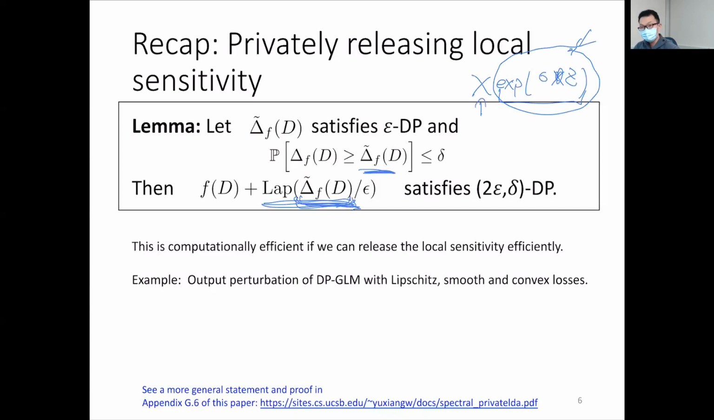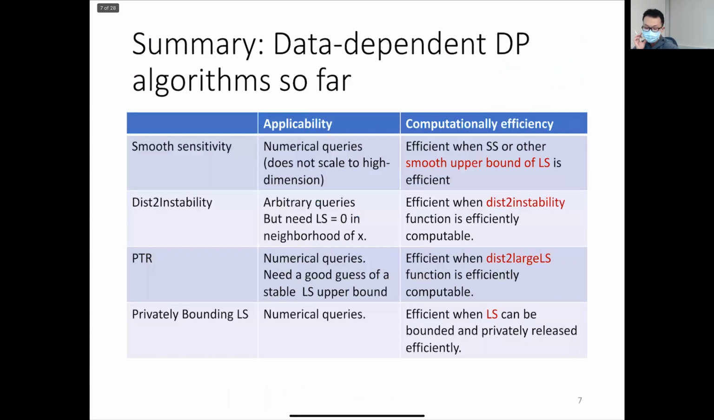Okay, so all these approaches have the same underlying idea of somehow smoothing out the local sensitivity to make sure that we do not learn a whole lot from the noise distribution itself on neighboring data sets. Okay, so we'll give this example on output perturbation on differentially private generalized linear models today.